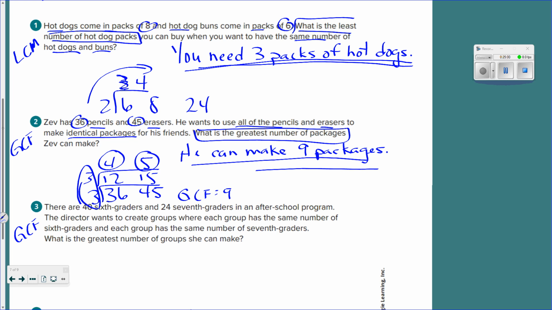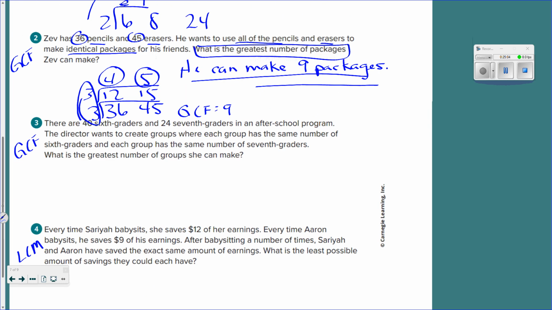There are 46 sixth graders and 24 seventh graders in that school program. They want to create groups where each group has the same number of sixth graders and each group has the same number of seventh graders. What is the greatest number of groups she can make?